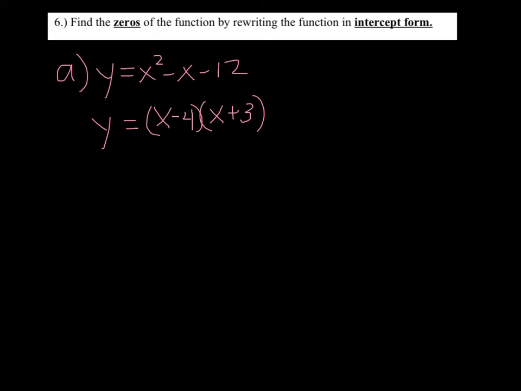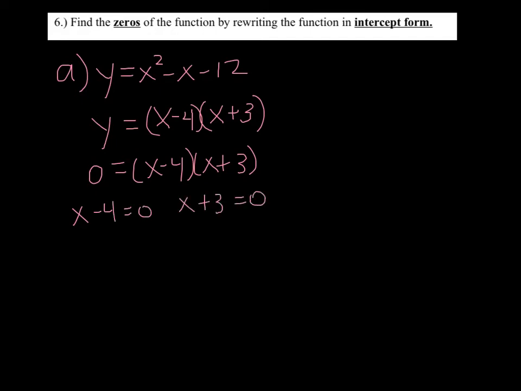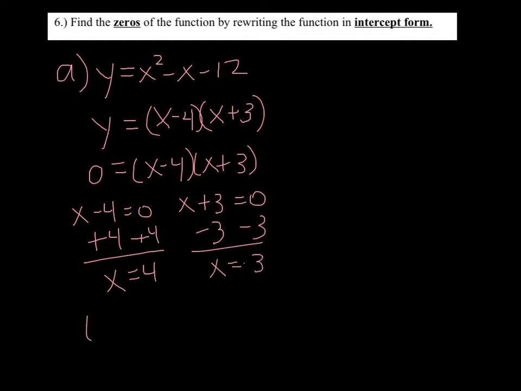It asks for the zeros, so I set it equal to 0, and then I can use zero product property in order to solve. So I know that either x minus 4 equals 0 or x plus 3 equals 0. I use inverse operations to solve, and I determine that x equals 4 is one. The other one occurs at x equals negative 3. So my zeros are (4, 0) and (negative 3, 0).